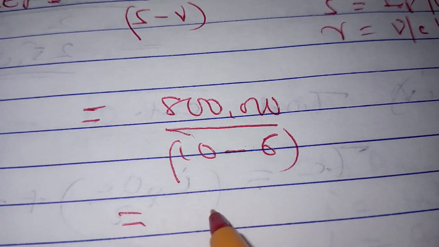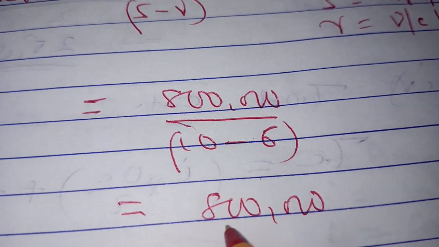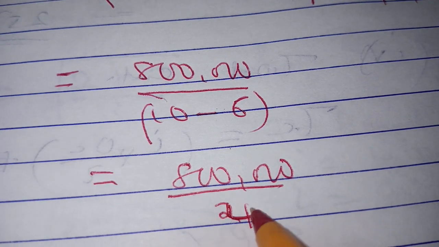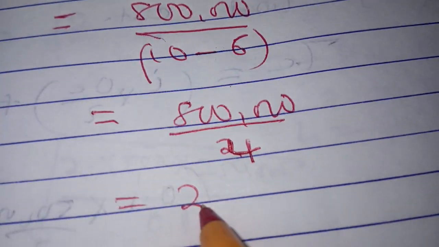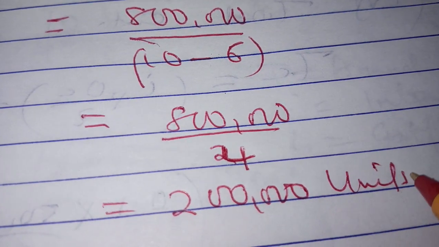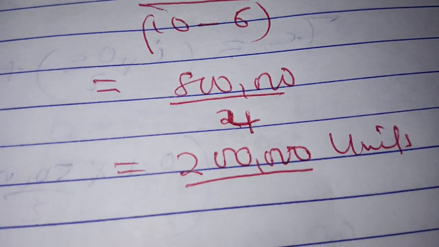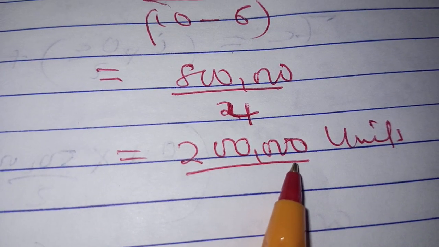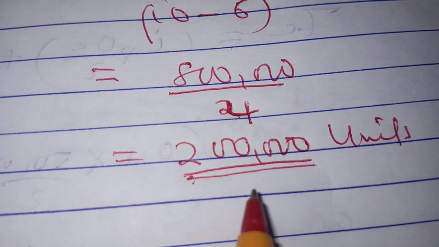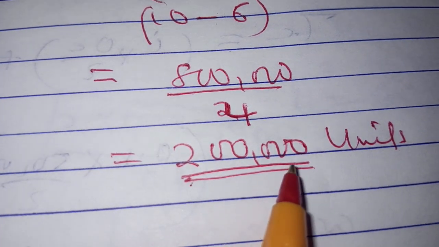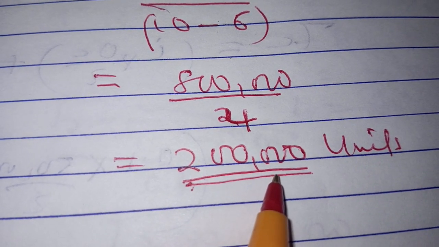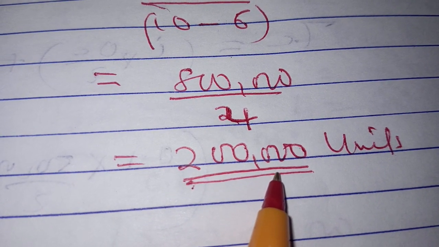This gives me 800,000 divided by 4, then this gives me the break-even point to be 200,000 units. So if I sell 200,000 units, I will have broken even. I will break even at the point when I have sold 200,000 units, meaning there will be zero profit and there will be zero loss. That's when the total sales is equal to total costs.